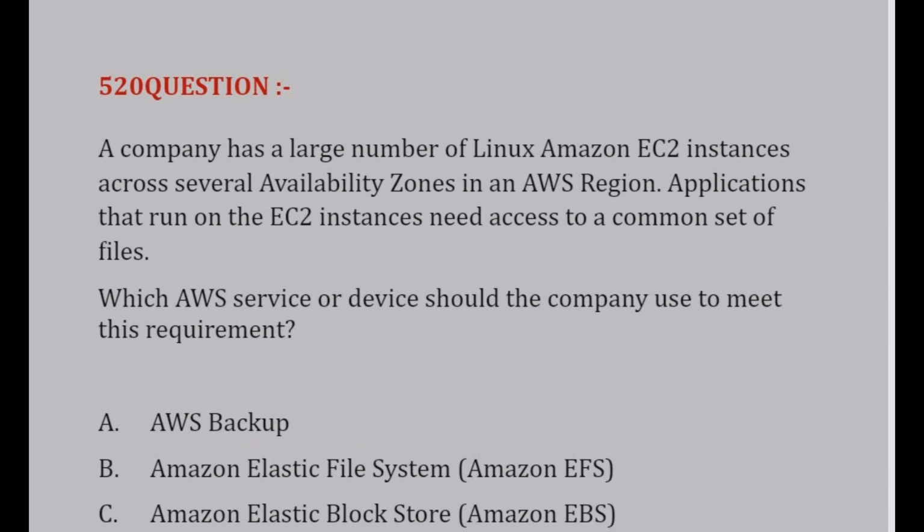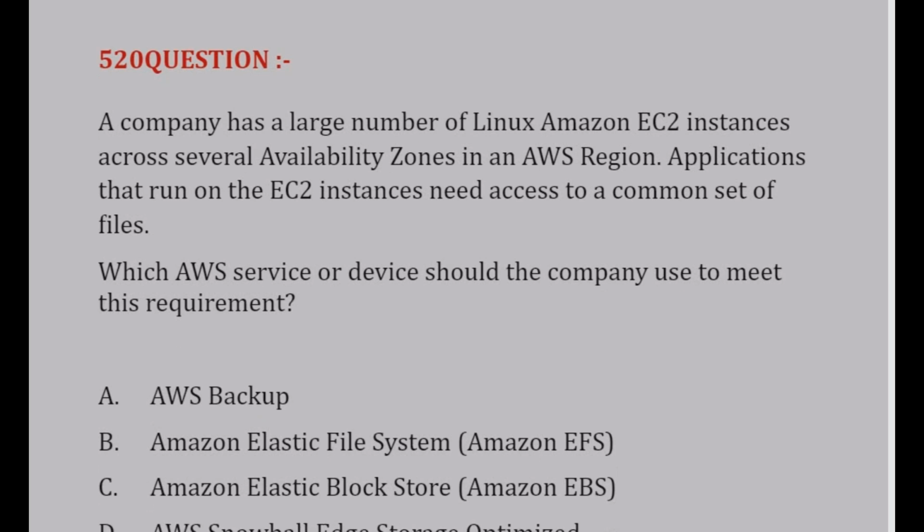Question is, a company has a large number of Linux Amazon EC2 instances across several availability zones in an AWS region. Applications that run on the EC2 instances need access to a common set of files. Which AWS service or device should the company use to meet this requirement?